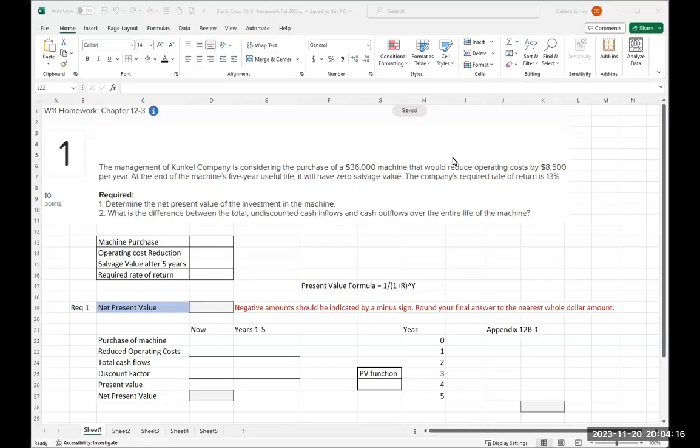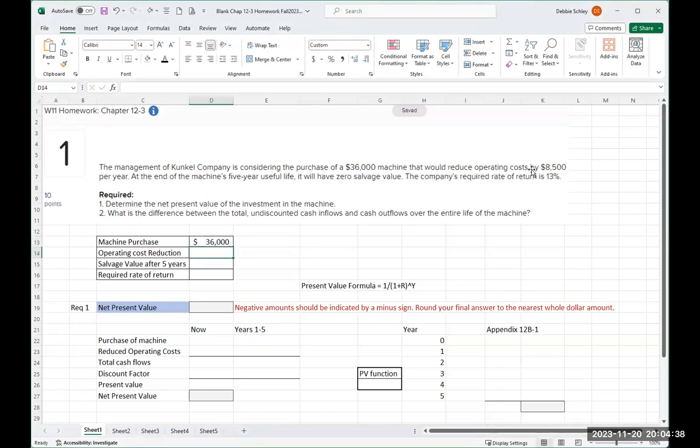This is going to be a homework walkthrough of chapter 12-3. We'll start with question 1. The management of Kunkel Company is considering the purchase of a $36,000 machine. Okay, let's put that down here, 36,000.